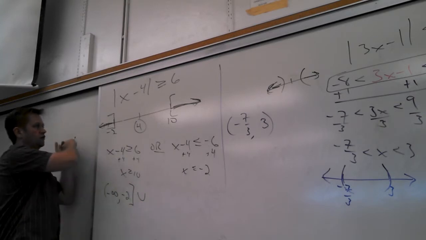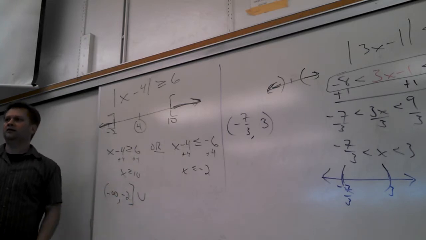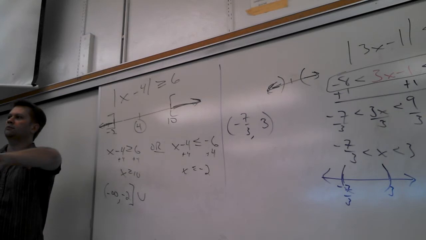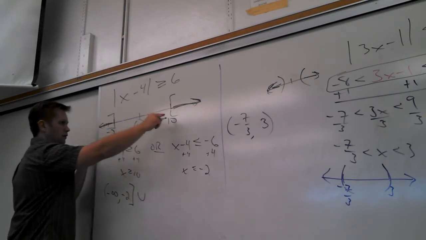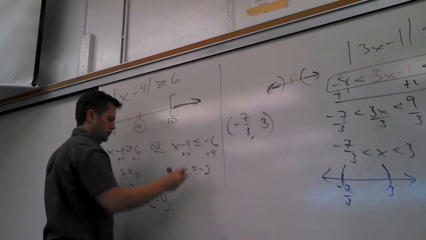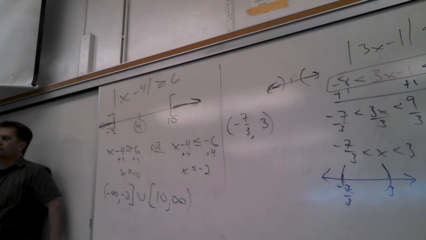Watch how this makes sense. From negative infinity to -2, skip up to 10. So I call this skip, just give it a name. Skip from -2 up to what? Start over again at 10. And then where do you stop? Infinity. You never stop. That's what you mean by this.